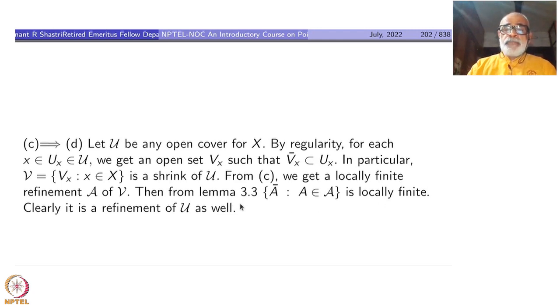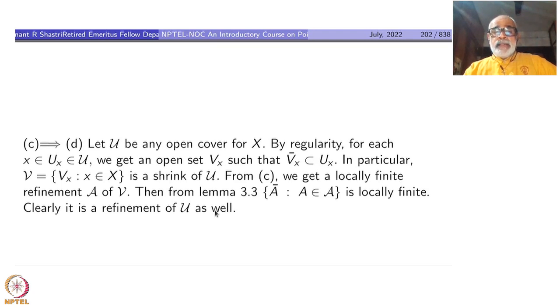This was the lemma. In fact, that lemma had more things. The union of arbitrary families of closed subsets, in the closures here, will again be closed. That is the second part here. This we have proved, and you have used it elsewhere also. So these closures are locally finite.